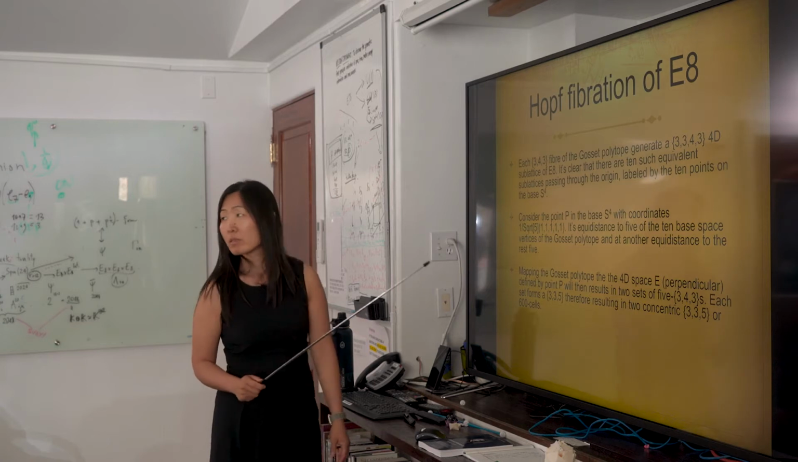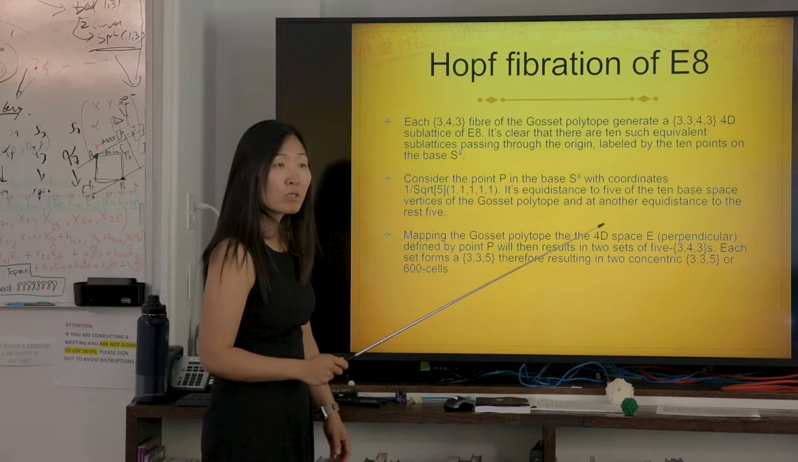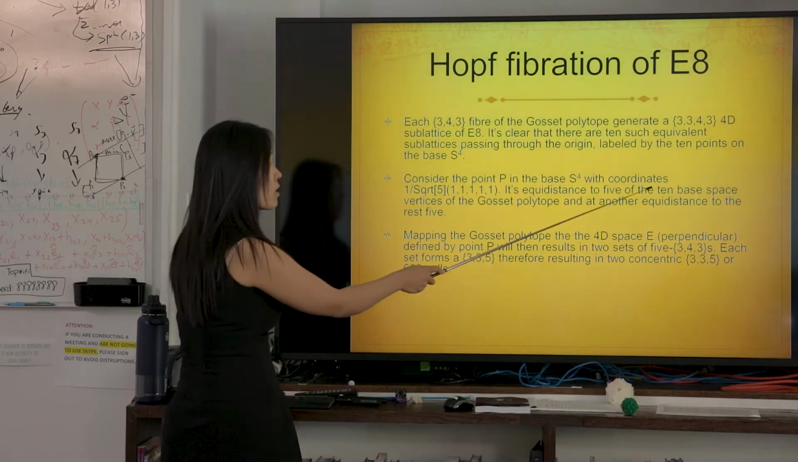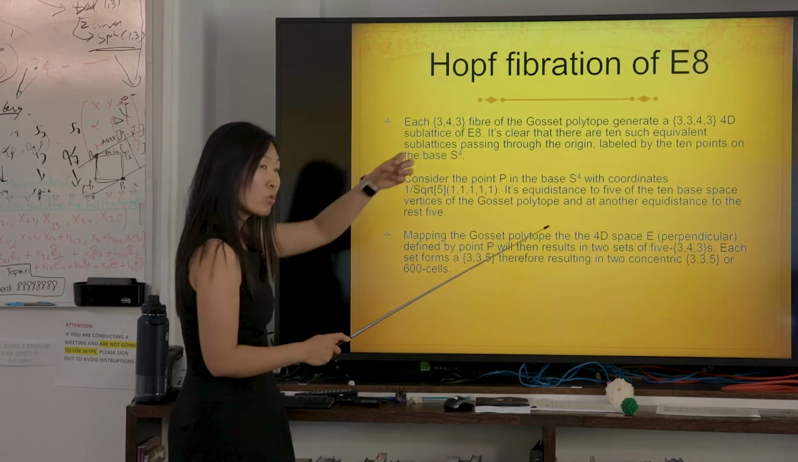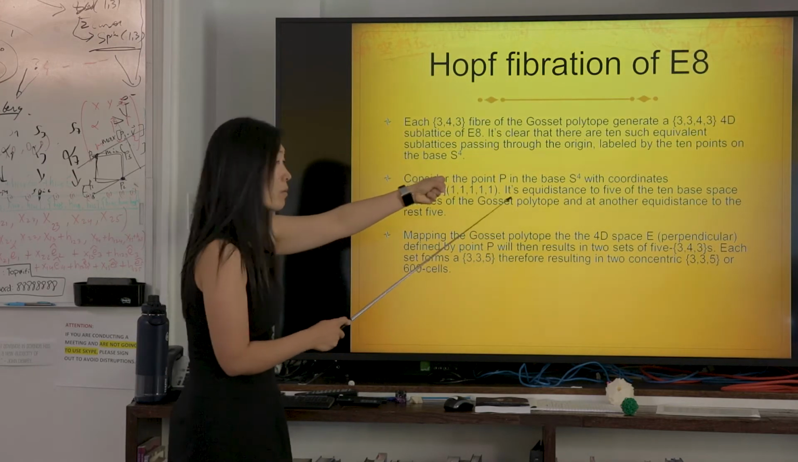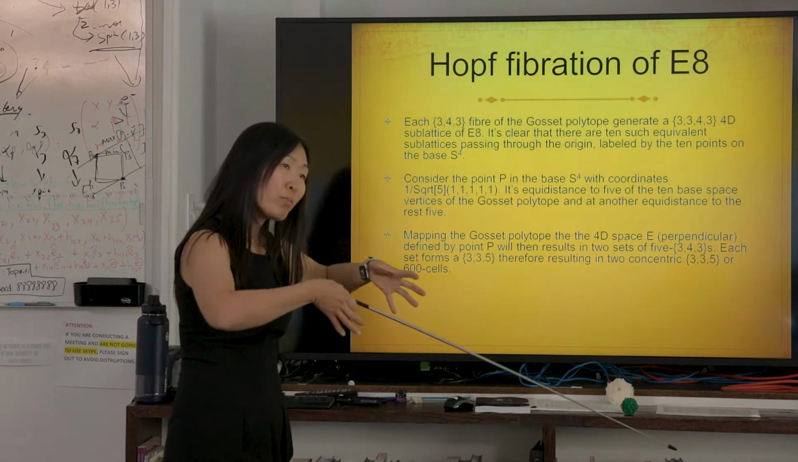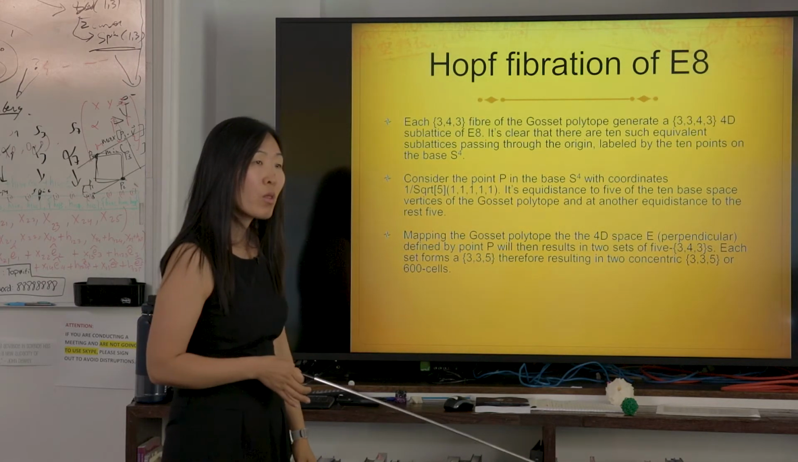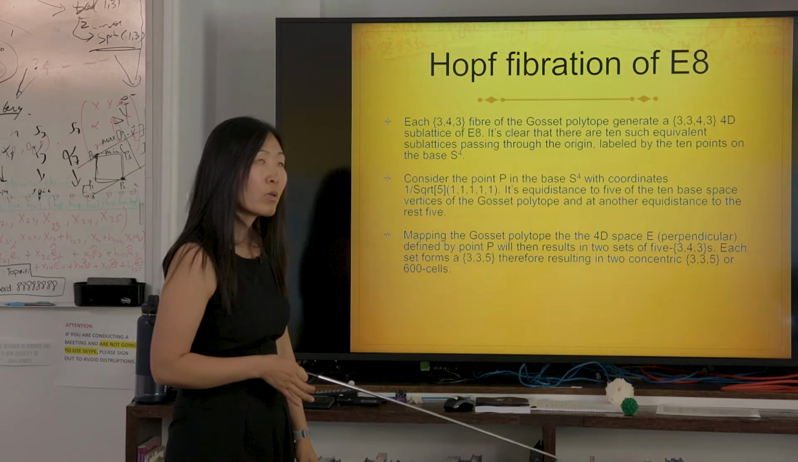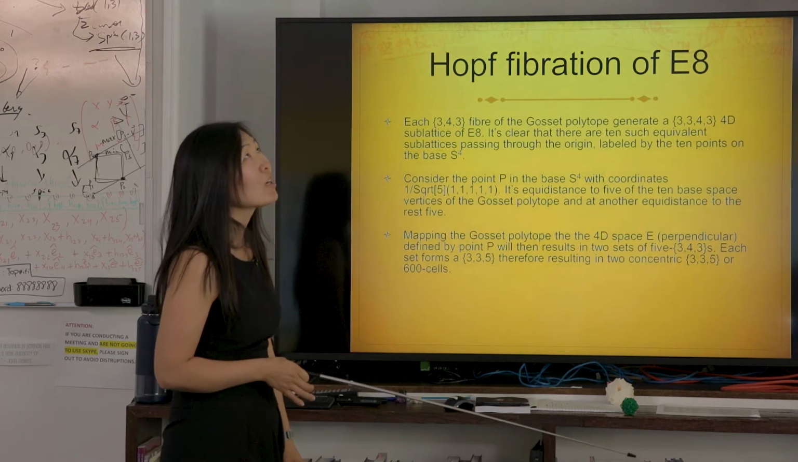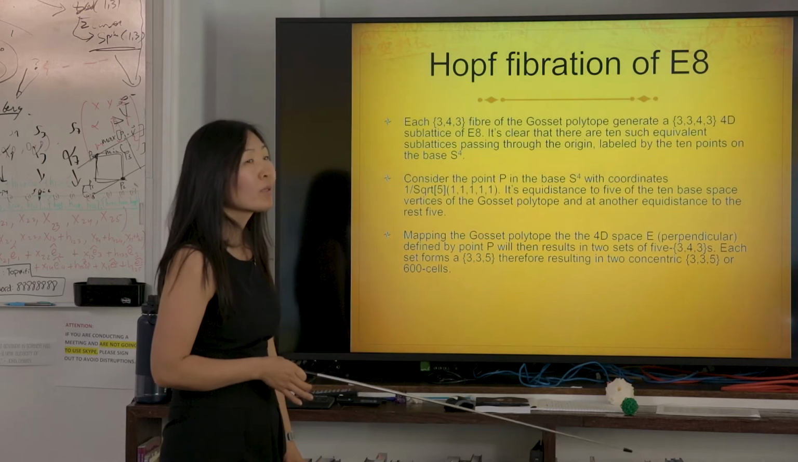I don't think so. Can you hear his question again? You said that 5 of the 10 are at equal distance to that point before you project it. There are two equidistances, no? The ratio between the two equidistances is the golden ratio? You don't get the golden ratio difference. The equidistance she's talking about is before the transformation, on the Gosset polytope.